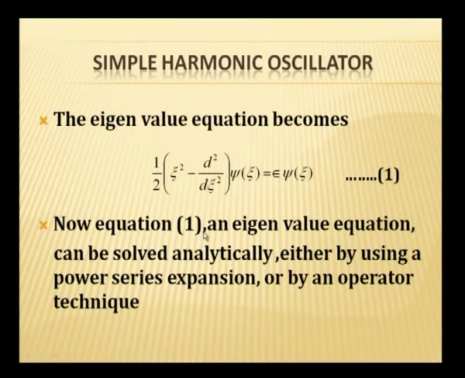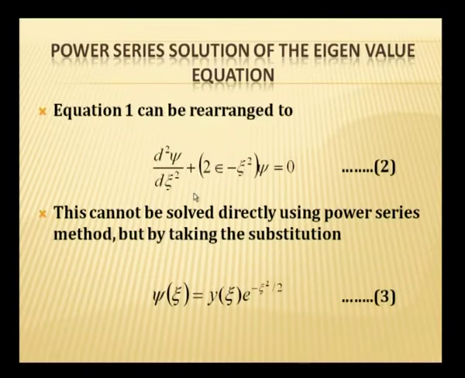Now, equation 1, an eigenvalue equation, can be solved analytically either by using a power series expansion or by an operator technique. So, equation 1 can be rearranged in the following form: d squared psi by d epsilon squared plus (2E minus epsilon squared) into psi is equal to 0. This cannot be solved directly using the power series method, but by taking the substitution, you write psi of epsilon equal to y as a function of epsilon into e to the power of minus epsilon squared by 2.